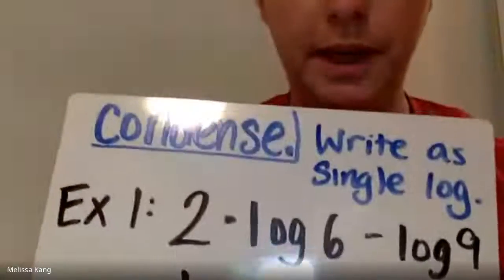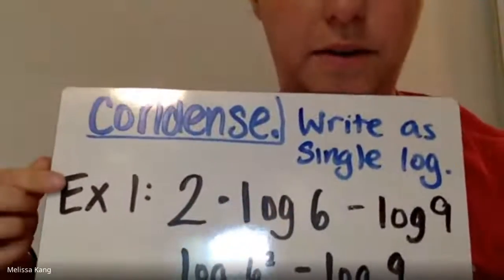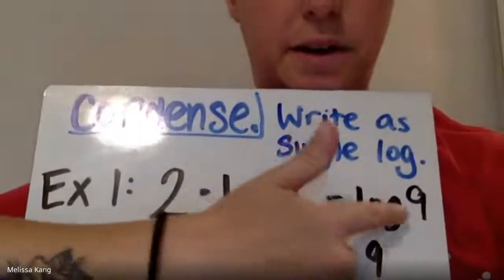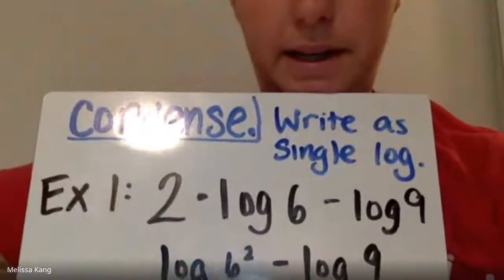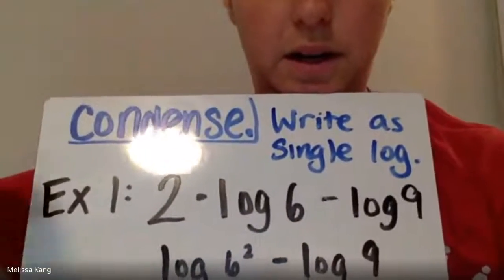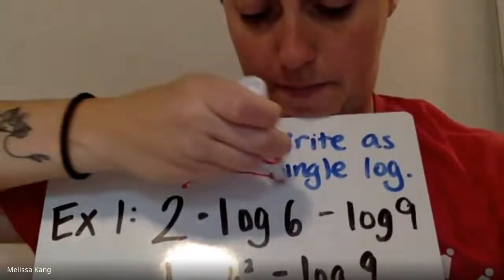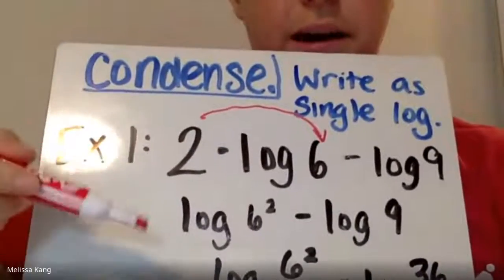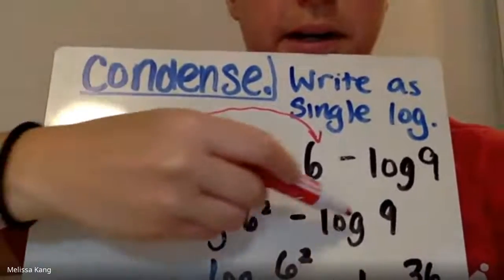I'm going to stop presenting and walk you through this. Okay, so here we go. Our problem is here, example 1. We've got 2 times log 6 minus log 9. So this power property, that's the first thing I've got to deal with. This becomes the exponent for that 6. So I have log 6 squared minus log 9.